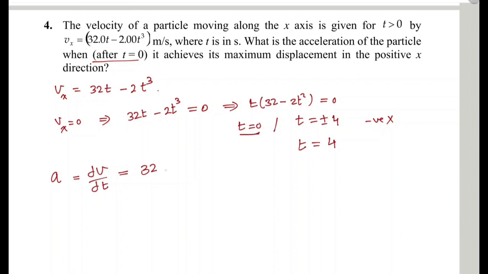Now, a in this case, the acceleration, is equal to dv by dt, or 32 minus 6t squared. In other words, a equals 32 minus 96. In other words, a equals minus 64 meters per second squared.